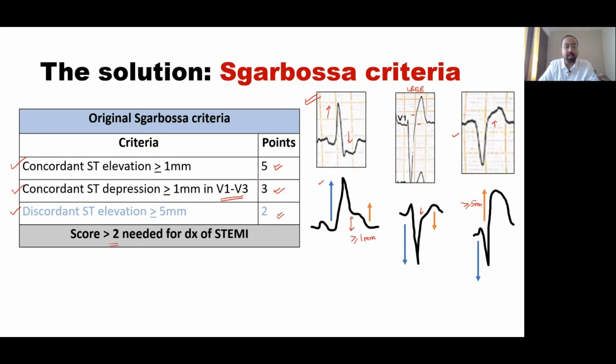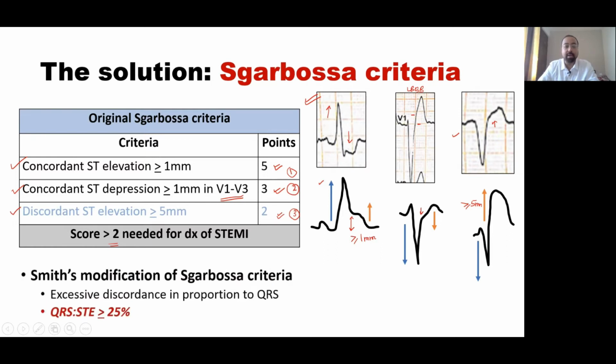Now, as you can see, if either criteria number 1 or criteria number 2 is met, you can diagnose STEMI. But criteria number 3 was not diagnostic in itself, which means that this was a slightly weak criteria. So there was a modification to the Garbosa criteria, in which the first 2 points were kept as they are, but the third point of discordant ST elevation was modified, and the excessive discordance was considered in proportion to the QRS complex, which means that if there is a negative QRS complex and if there is an ST elevation, you see the depth of the S wave and you compare it with the ST elevation.